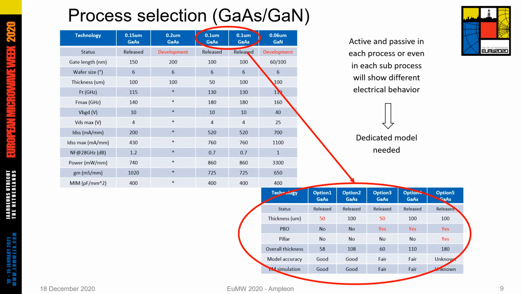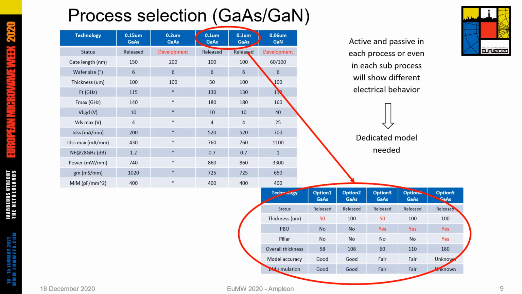Okay, to have a good system or good design, we also need to select the right process. Currently, there are a lot of options and choices in both silicon and III-V technology that offer good performance over millimeter wave. But depending on the application and the parameters, the selection of the process can be quite challenging. And each process selection will lead to different model requirements.